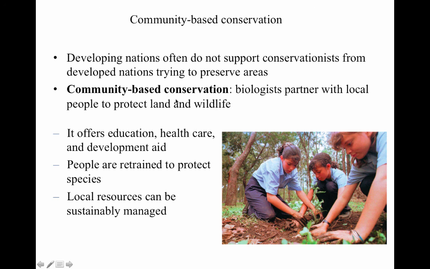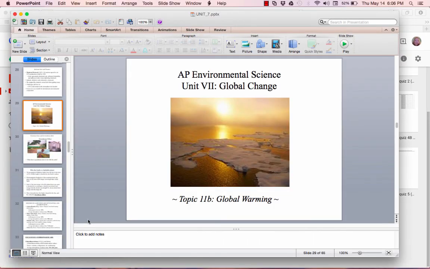So anyway, community-based conservation is when a biologist will partner with the local people and make them feel like stakeholders and try to get them to protect their own land and wildlife. They offer education, healthcare, and development aid, and people are retrained to protect the species, the native people, the people that live there. Local resources can be sustainably managed.